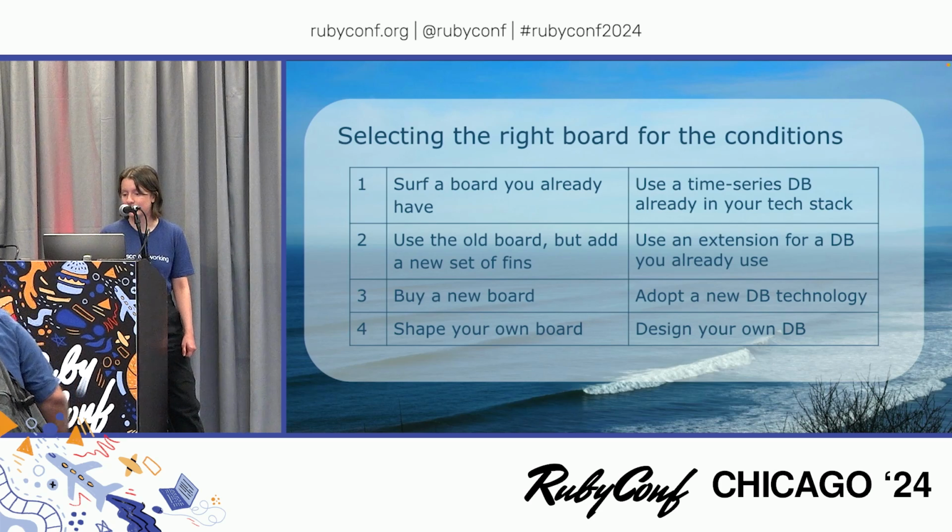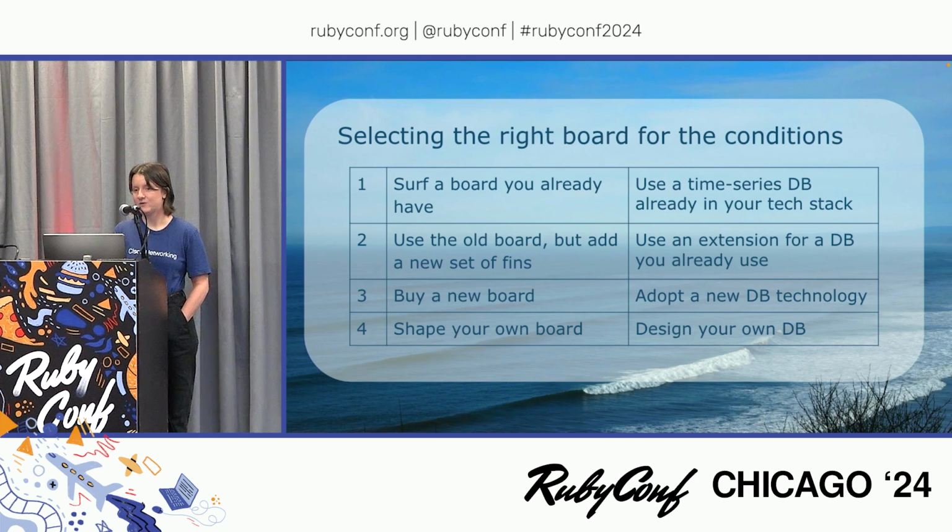It's important to select a tool that's appropriate for the type of data you plan to deal with. Time series data often comes in large quantities, and efficient access is highly important, so a database that can accommodate these concerns is crucial. When selecting a tool for managing time series data, you have 4 options that nicely mirror the options a surfer faces when deciding what board to surf. As a surfer, you can surf a board you already have. This is applicable for folks who already have a dedicated time series database in their tech stack.